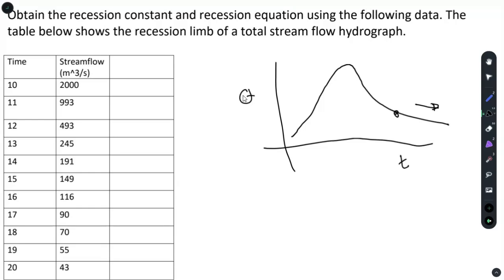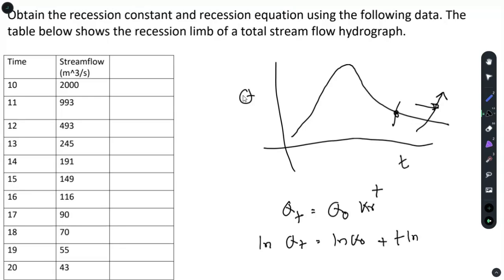And we'll actually develop an equation for this part. For this part, we have the equation q t is equal to q naught kr to the power t. Here kr is the recession constant. Let's say we have taken ln on both sides, so you'll get ln qt is equal to ln q naught plus t ln kr.